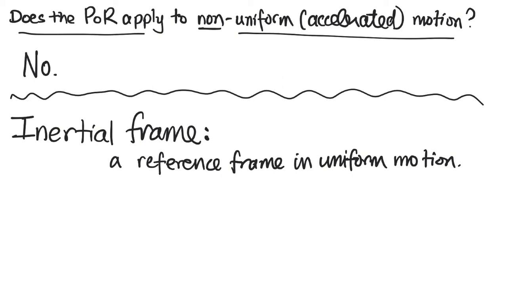So that black and white video called Reference Frames that you watched earlier in the week, in that video, when you couldn't tell whether the first guy or the second guy was the one moving relative to the ground, that was because they were both in inertial frames. They were both in uniform motion, either at rest relative to the ground or moving at a constant velocity relative to the ground. Okay. So if you're in an inertial frame, you have an absence of this feeling of acceleration. So an inertial frame is a non-accelerated frame.